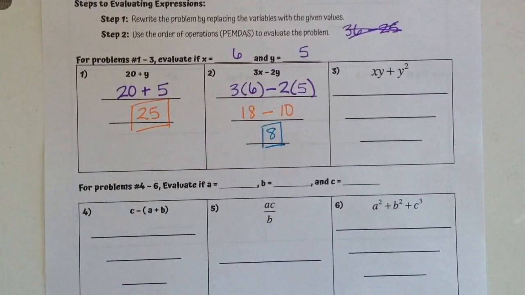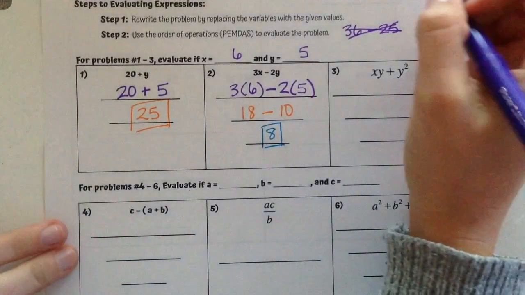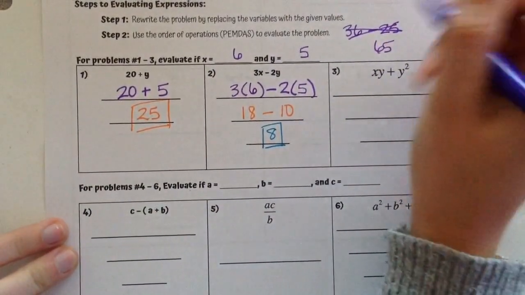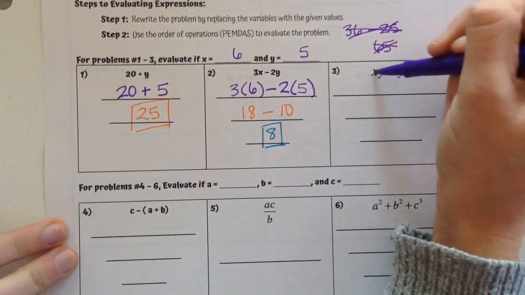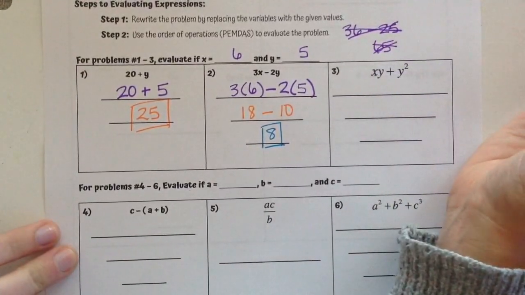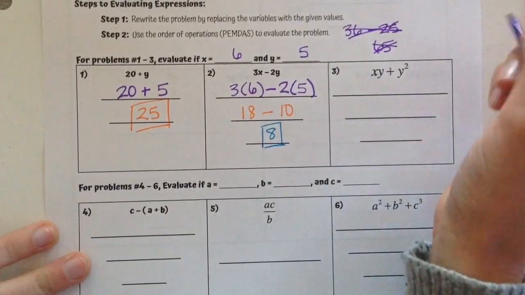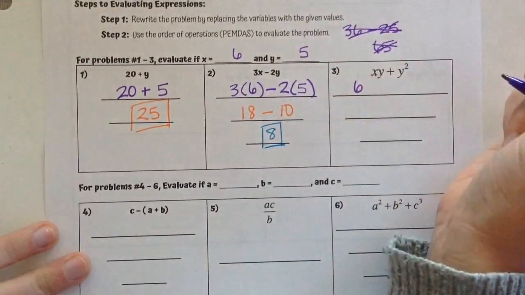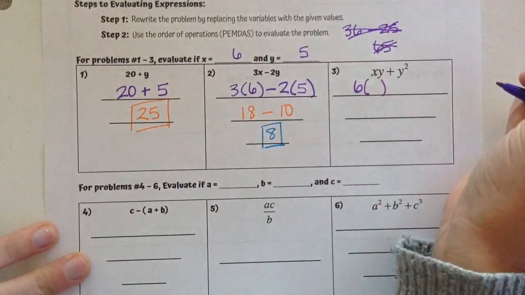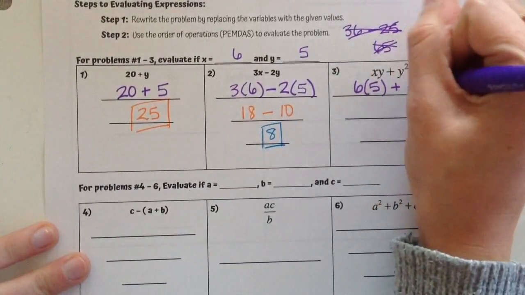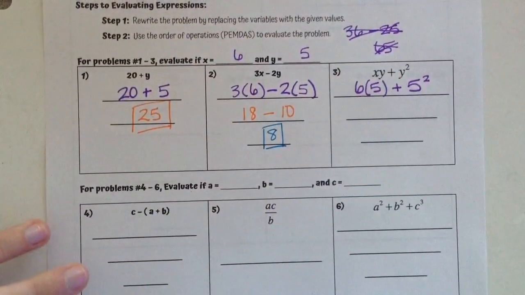Then we have xy plus y squared. So just like before, we're not writing xy as 65. We're not saying x is 6, y is 5, so it's 65. When you have two numbers written right next to each other, even if it's variables, that means multiplication. So again, I'm going to use parentheses to show multiplication. x is 6 times, using parentheses, y, which is 5, plus y squared, so 5 to the second power.